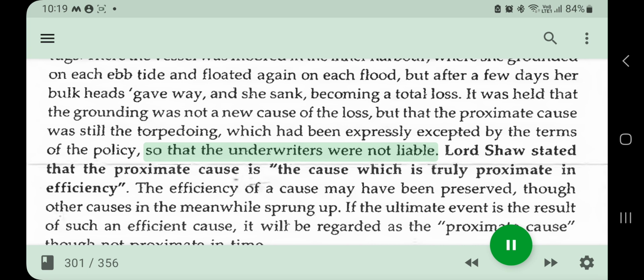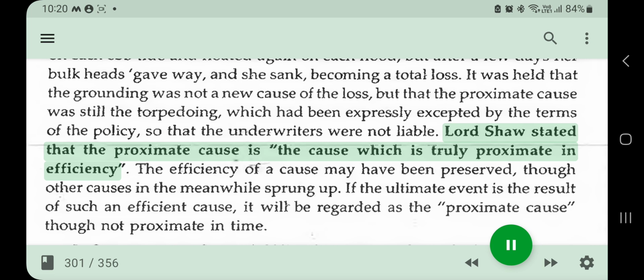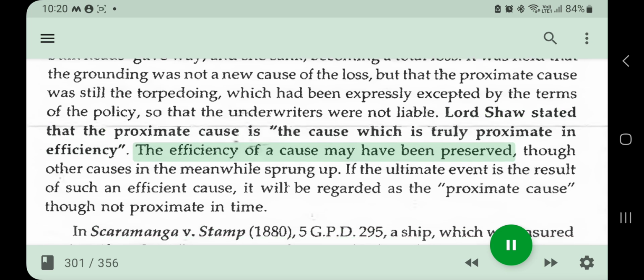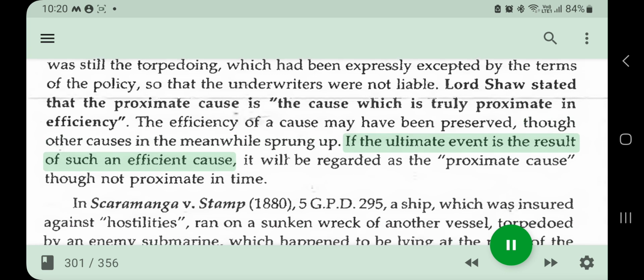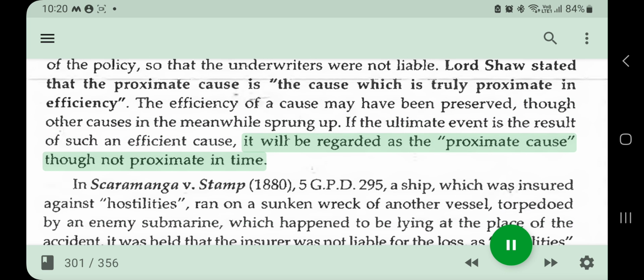Lord Shaw stated that the proximate cause is the cause which is truly proximate in efficiency. The efficiency of a cause may have been preserved, though other causes in the meanwhile sprung up. If the ultimate event is the result of such an efficient cause, it will be regarded as the proximate cause, though not proximate in time.